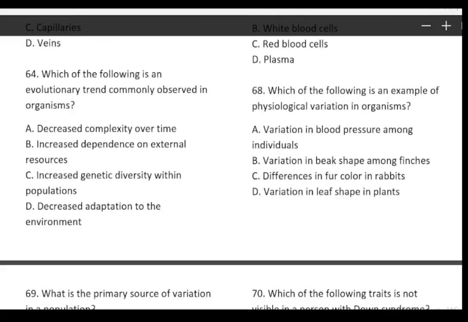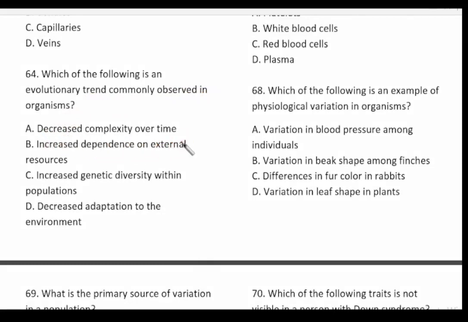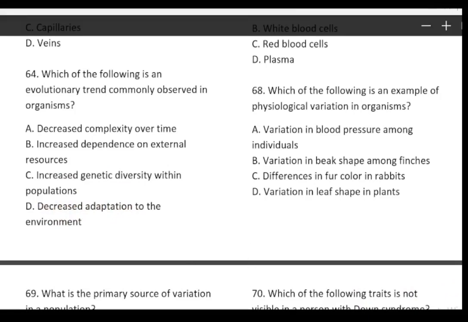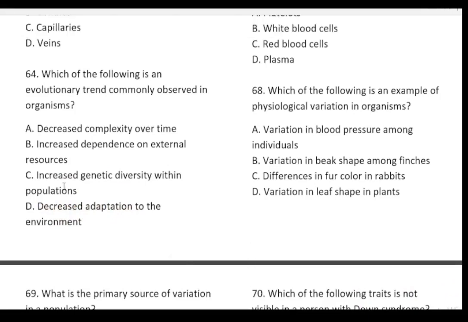Question 64. Which of the following is an evolutionary trend commonly observed in organisms? A. Decreased complexity over time. B. Increased dependency on external resources. C. Increased genetic diversity within population. D. Decreased adaptation to the environment. When we look at this question, we understand that the answer is increased genetic diversity within population. Why? This is so because diversity arises through several mechanisms, such as genetic mutation, recombination of genes, and other processes contributing to the adaptability and survival of a population over time. So basically, that is what results in the evolutionary trend observed in organisms. So the answer is option C.